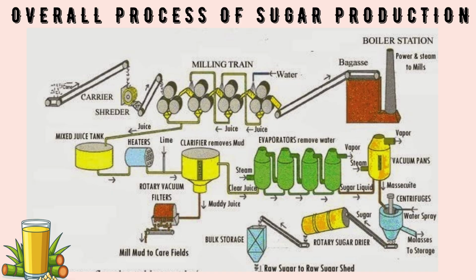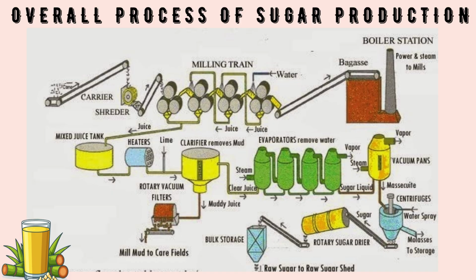Next is extraction. The sugarcane is washed, shredded, and crushed using a milling chain. The aim is to squeeze out the sugar-containing juice from the cane. The leftover fiber, called bagasse, is usually used as a fuel to generate steam and power in the factory. After that, the juice goes through clarification. Lime is added to remove impurities. This also helps the solid particles settle at the bottom, producing a clear sugar juice on top.